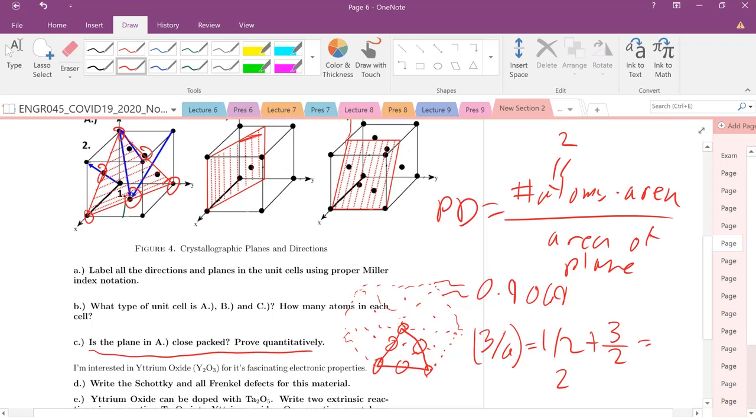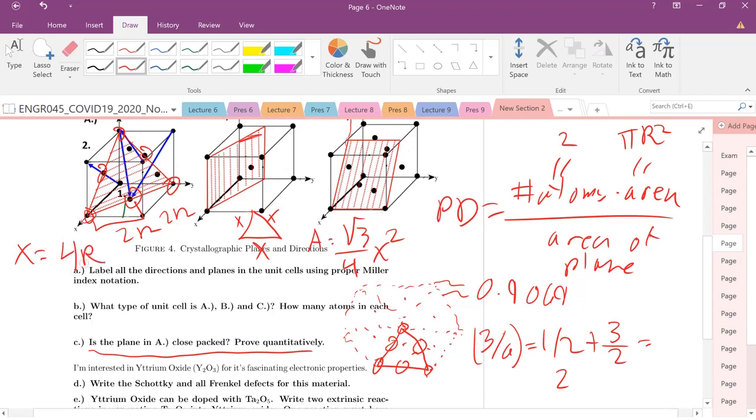What's the cross-sectional area of a sphere? That's just going to be equal to pi r squared. Now, what is the area of our plane? So we have an equal size triangle, x, x, x. Hopefully you remember from geometry that the area of this triangle is going to be root 3 over 4 x squared. So that's our area. What is our x? Well, we know that in FCC, these atoms are touching. So this distance is 2r, and that distance is 2r. So our x is equal to 4r.